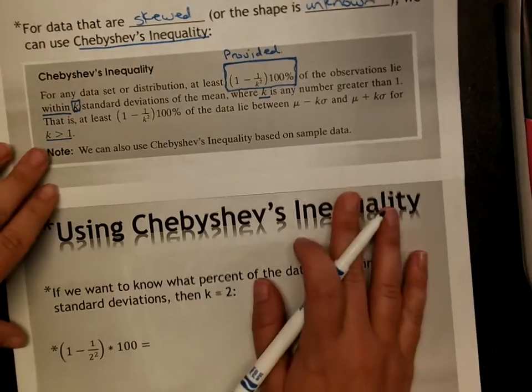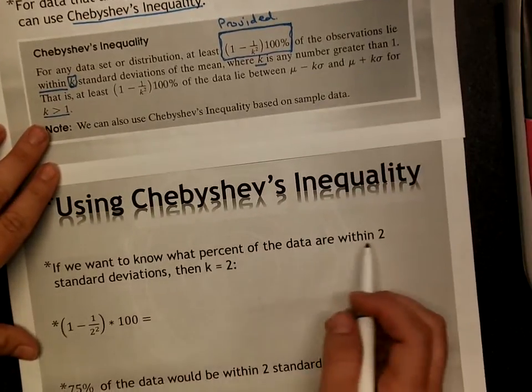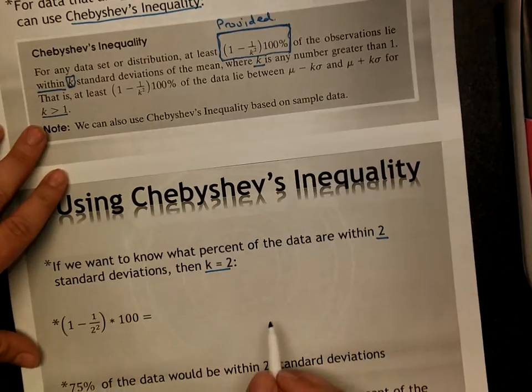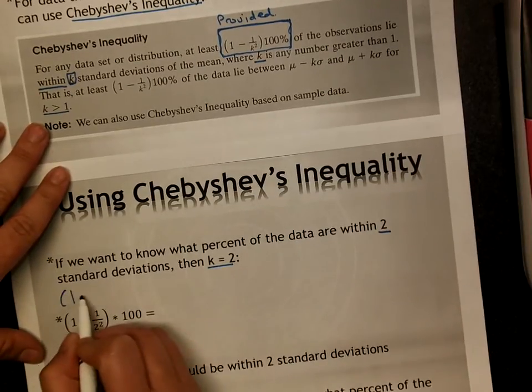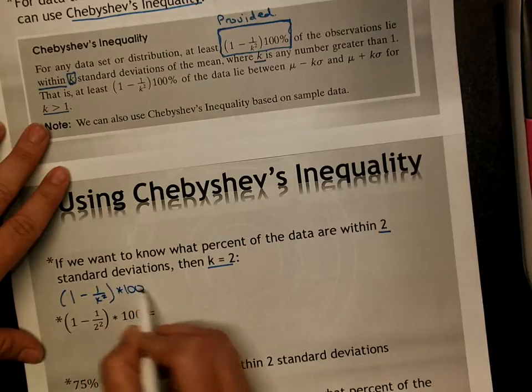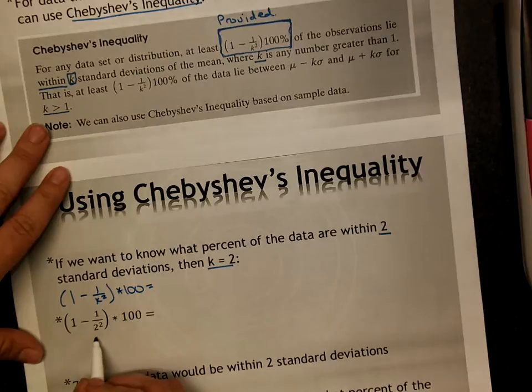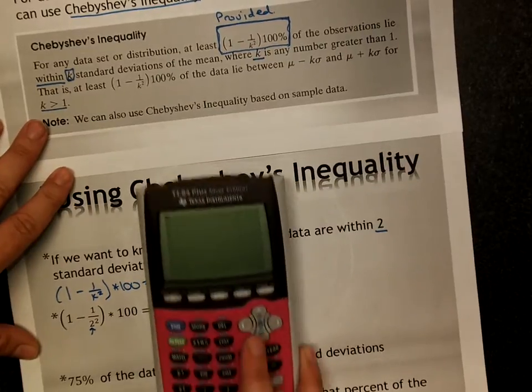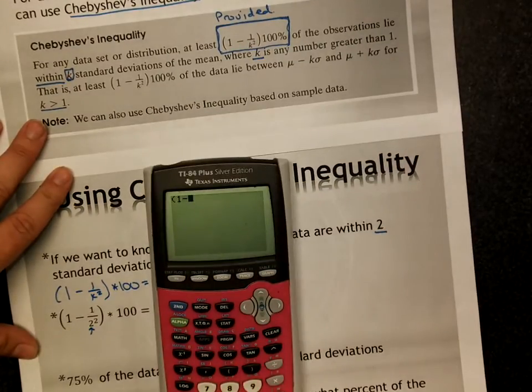And so using Chebyshev's inequality, if we want to know what percent of the data are within 2 standard deviations, then k equals 2. So remember the formula is 1 minus 1 over k squared times 100. This time k is 2, so 1 minus 1 over 2 squared times 100. You can just put that directly into the calculator using parentheses. If you type that in correctly, it should just spit out 75.